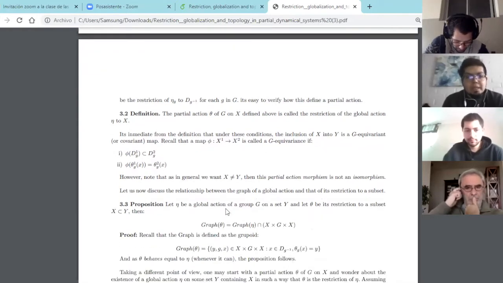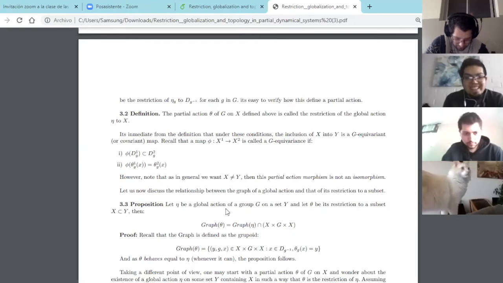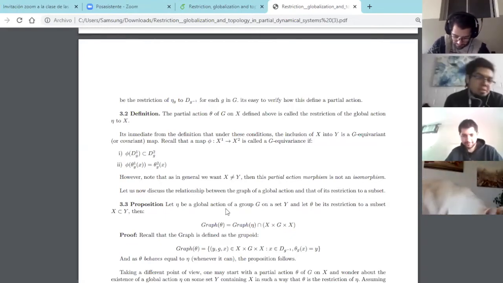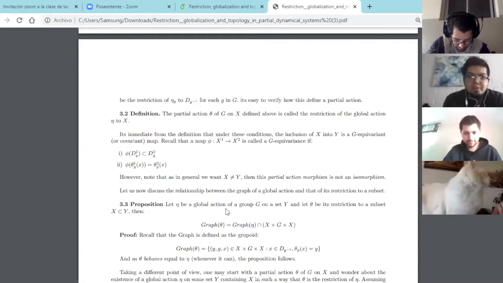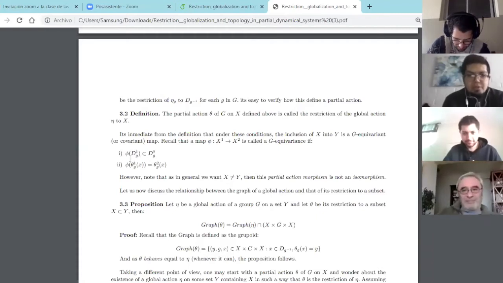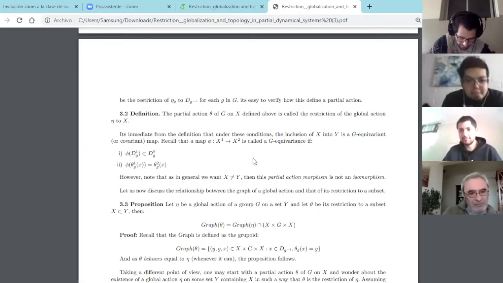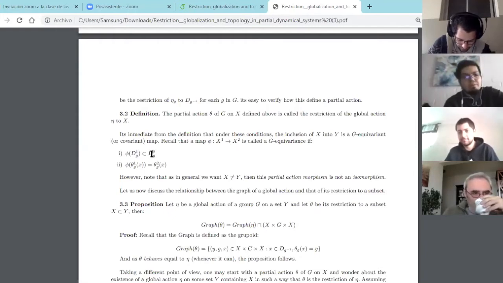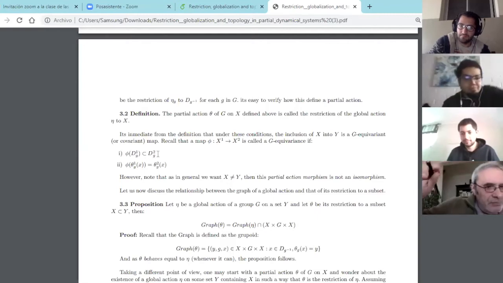Well, here's the interesting part: it's immediate from this definition that, under these conditions, the inclusion of X into Y is actually a G-equivariant, or covariant, as we have called it, map. Why? Because this was Diego's definition of equivariance. In this case, this X2 will be our wider space, and so all of the domains are the complete space. So this makes no problem.